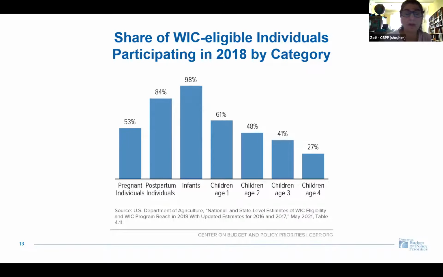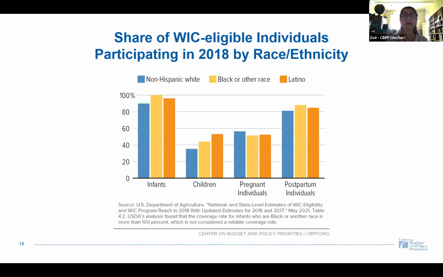And another way that USDA analyzes the data is by race. So this chart shows racial breakdowns by type of participant, and just a few takeaways here. WIC reaches a greater share of eligible Black and Latino children than white, which is a good starting point for reducing racial disparities in child health outcomes. But that is not true for pregnant individuals. WIC is missing a greater share of Black and Latino individuals. So it's important to explore and address that.